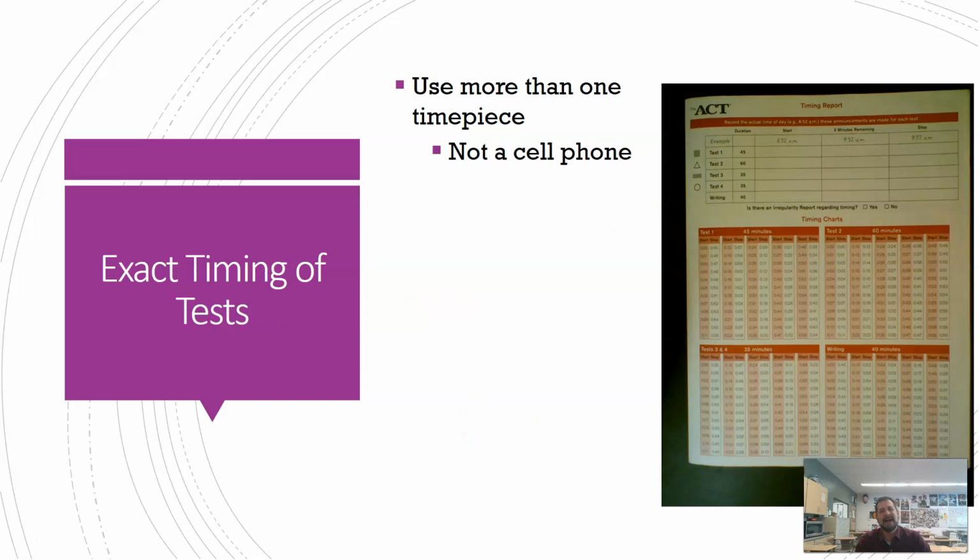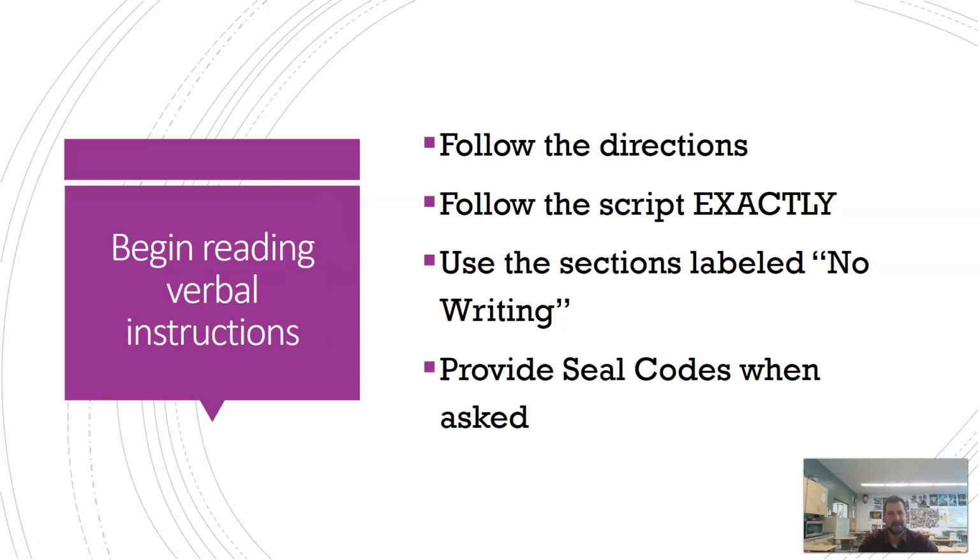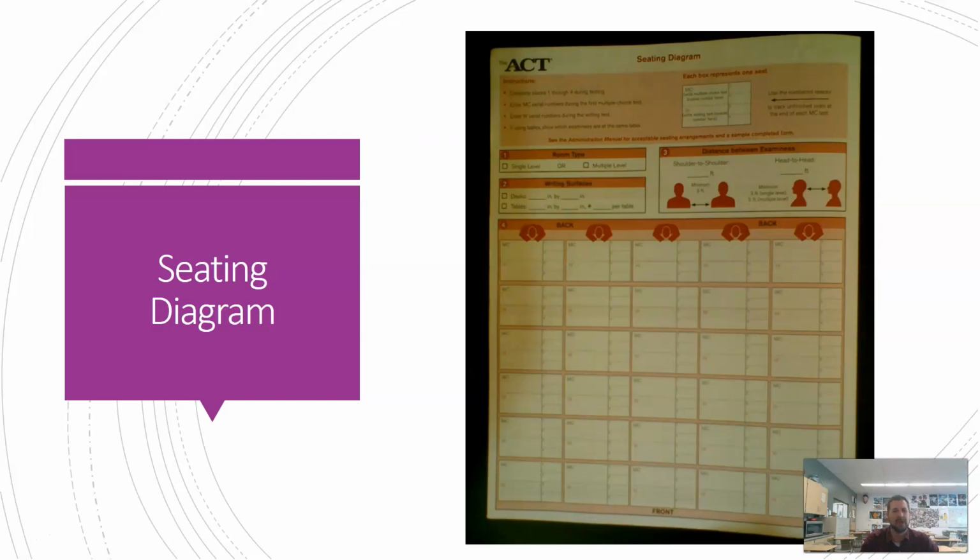The exact timing of the test, we actually don't need to worry about that anymore because the timing is taken care of on the computer. You don't have to do any of that stuff. So again, when you begin reading the verbal instructions, follow the directions, follow the script exactly, reading the no writing portion. And anytime it tells you to provide a seal code, you should have printed those off previously if you are a room supervisor, so you will give those when you are prompted to do so, okay?